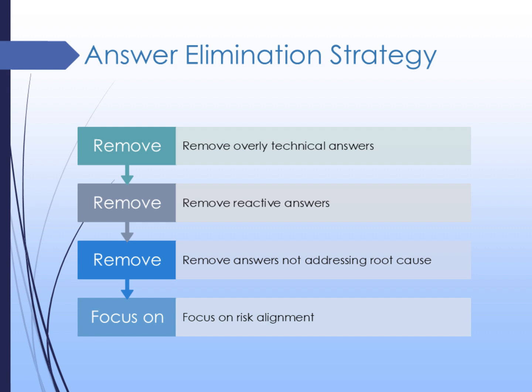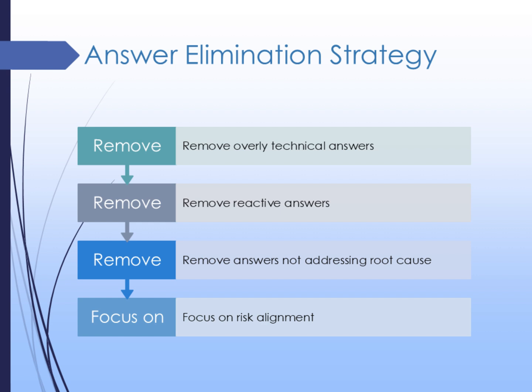The next step is removing reactive answers. The exam generally prefers proactive and preventive approaches over reactive ones. For example, preventing an incident is usually stronger than detecting it later. Strengthening governance is usually stronger than responding after failure. Improving controls is usually stronger than fixing symptoms repeatedly.